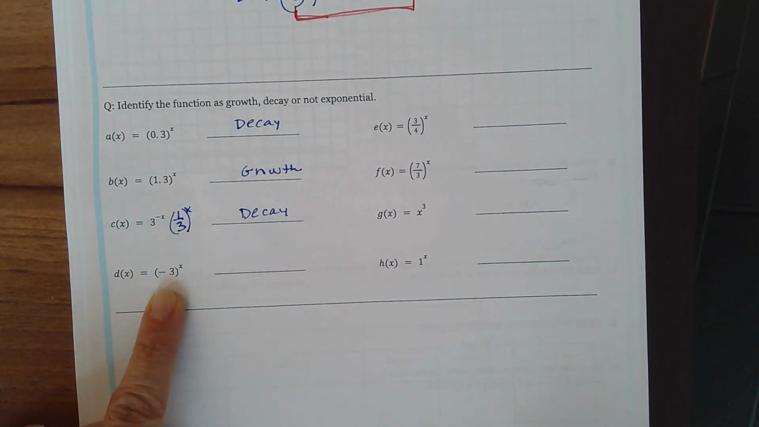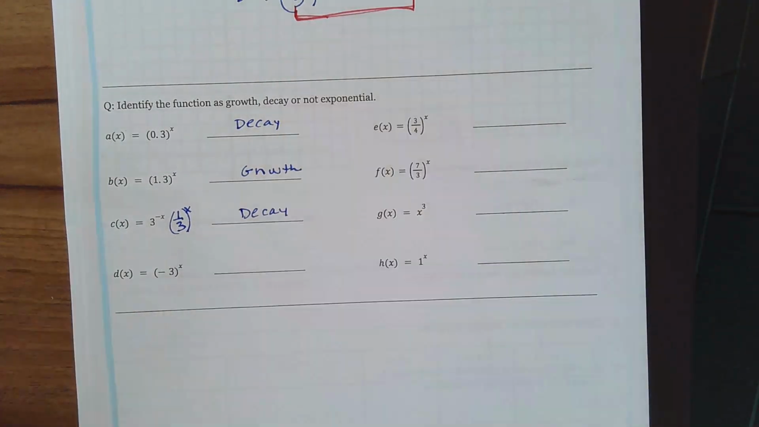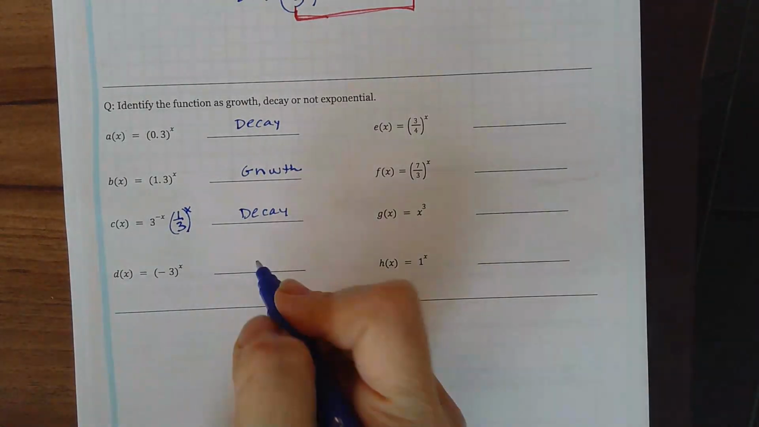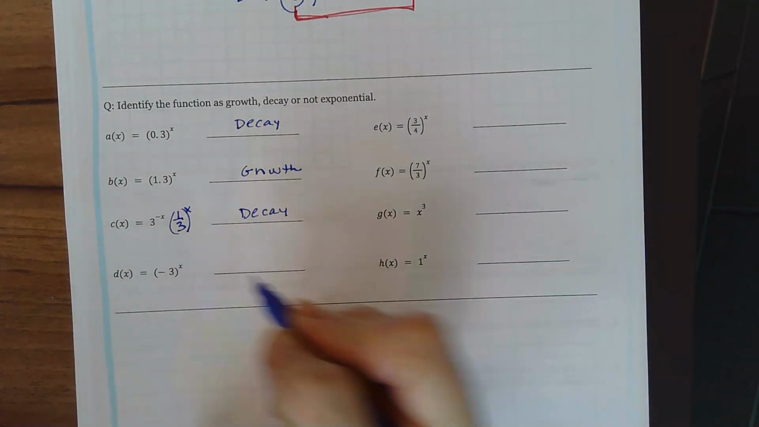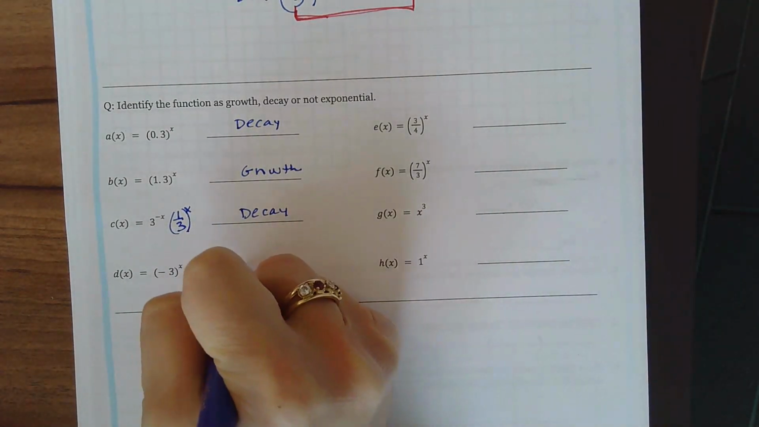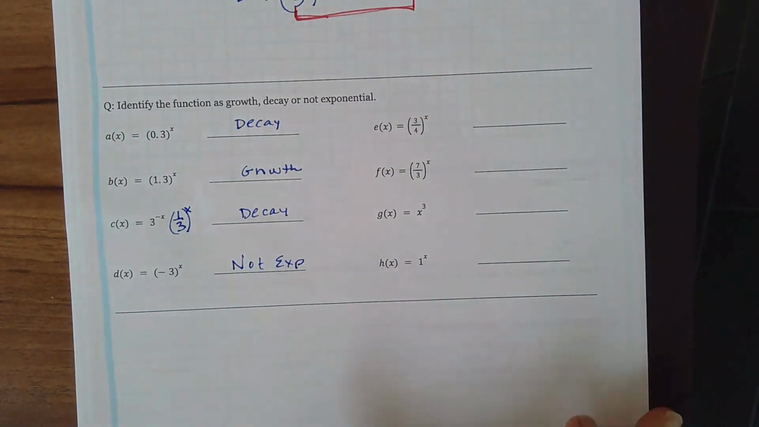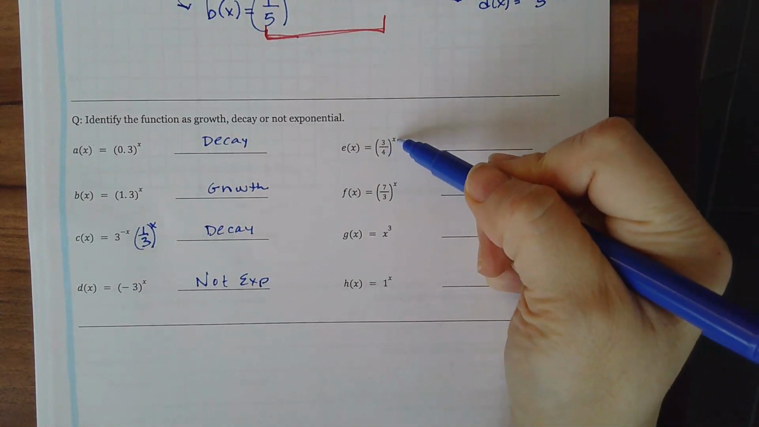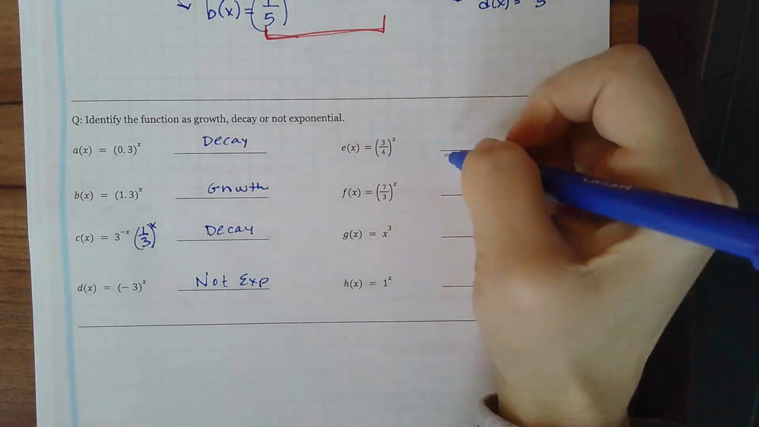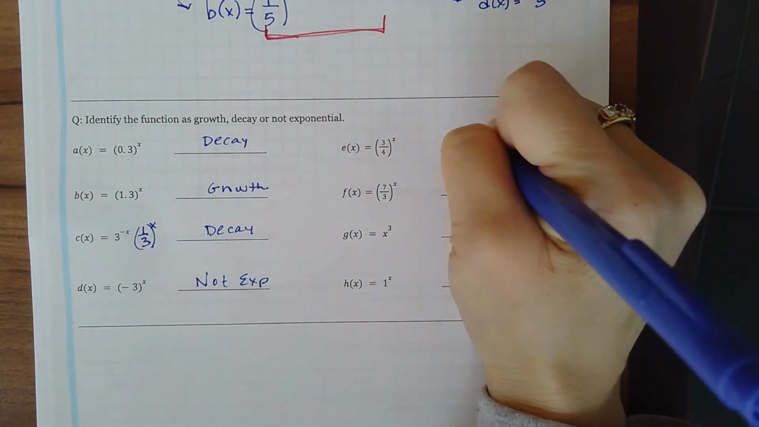We can never have a b value that's negative. So in this one, that's kind of a trick question, right? In order for it to be growth or decay, b has to be greater than 0. And clearly this one's not greater than 0, so this is not exponential. This one, it's exponential because it's raised to the x, but my b value is less than 1, so it's decay.